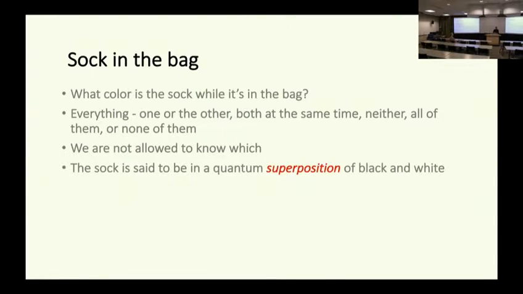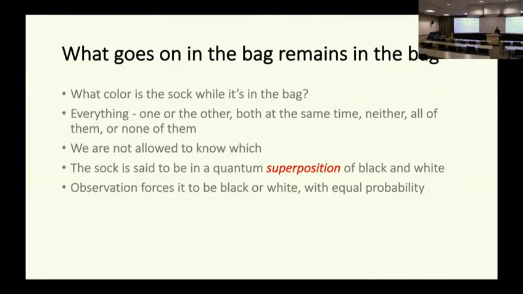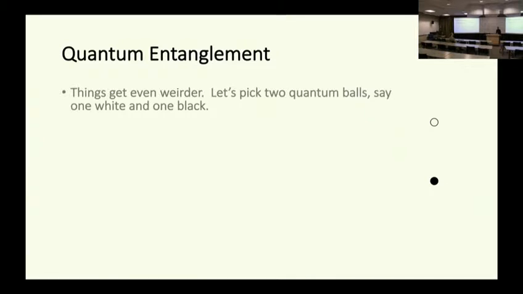So what this is known as is quantum superposition of two colors in this case, and we'll talk about states later on. Basically, the two quantum properties are superposed, they're intertwined. And when you observe, that's when it forces it, just like in the case of the double-slit experiment, to be black or white with equal probability. So basically, what goes on in the bag remains in the bag. You simply are not allowed to know. It's a strange situation.